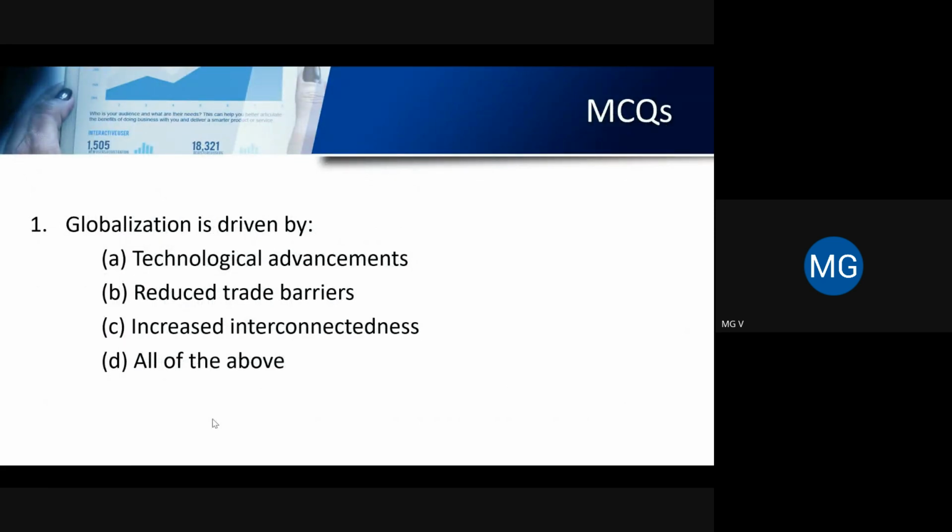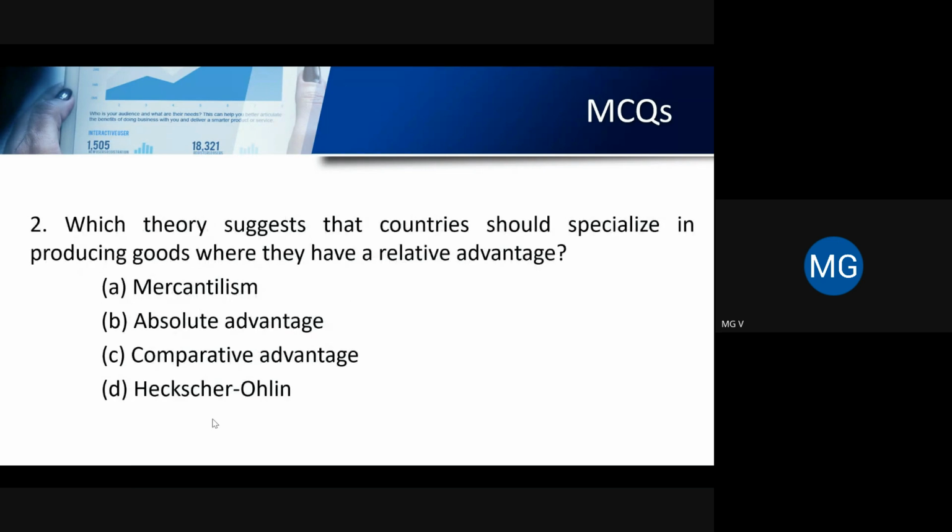Globalization is driven by technological advancements, reduced trade barriers, increased interconnectedness, or all of the above. All of the above. Right, it is all of the above. Which theory suggests that countries should specialize in producing goods where they have a relative advantage? Absolute advantage, any other? Comparative advantage. Yes, it is comparative advantage.